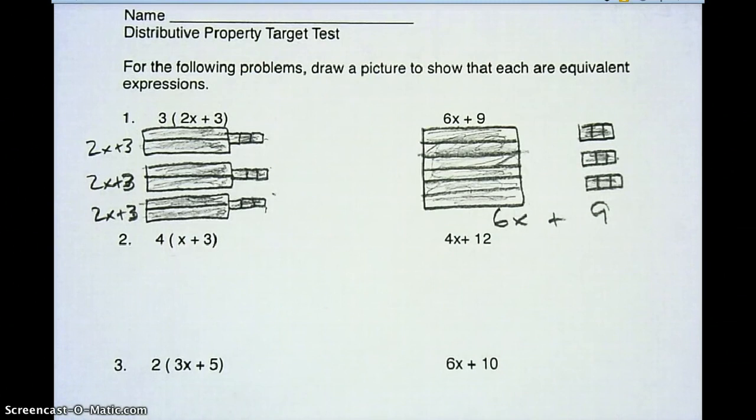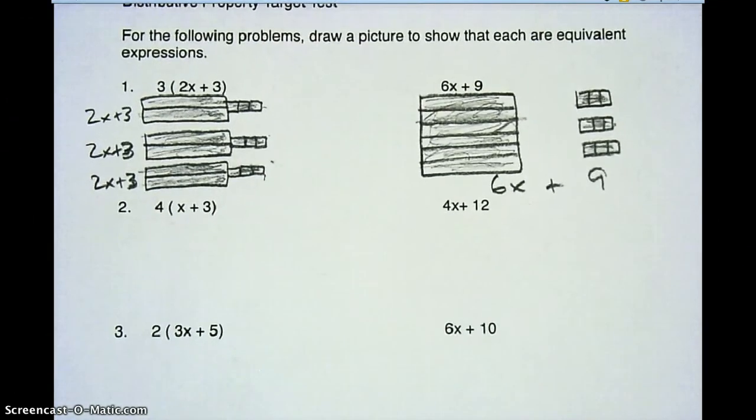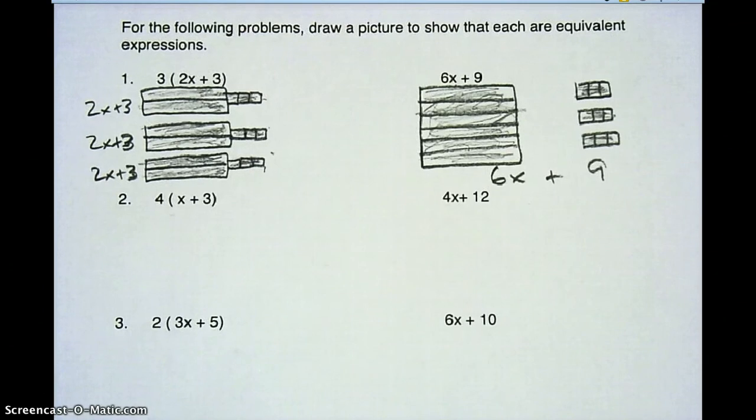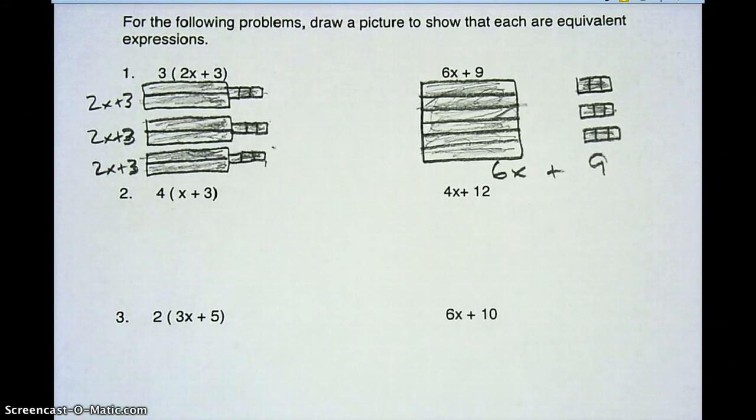Now your job right now is you're going to stop the tape and you're going to show the bottom two problems here. So you're going to write on a piece of paper, and what you need to do is show that 4x plus 3's is the same as 4x plus 12, and then after you do that, you have to show that 3x plus 5's is equal to 6x plus 10. So go ahead and do that right now, and then we'll take a look at it in a little bit. So I'm going to pause the recording, and you need to pause too and do those problems.